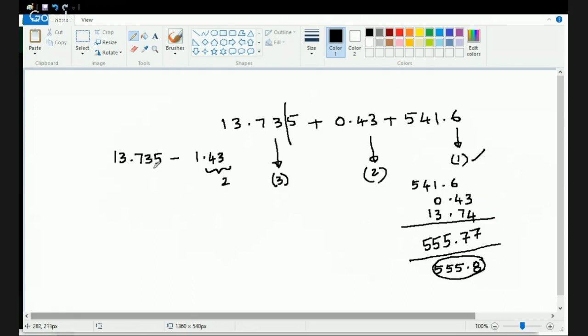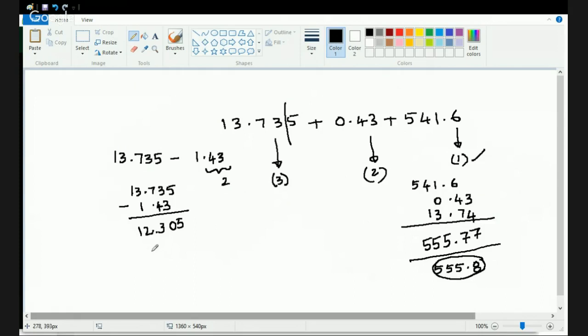Already 2 plus 1, 3 are there. So 13.735, don't disturb it. From this you subtract 1.43. Then what is your answer? It is 5, it is 0, it is 3, it is 12, 12.305. But once again you must bring back the digits after decimal to 2 only.